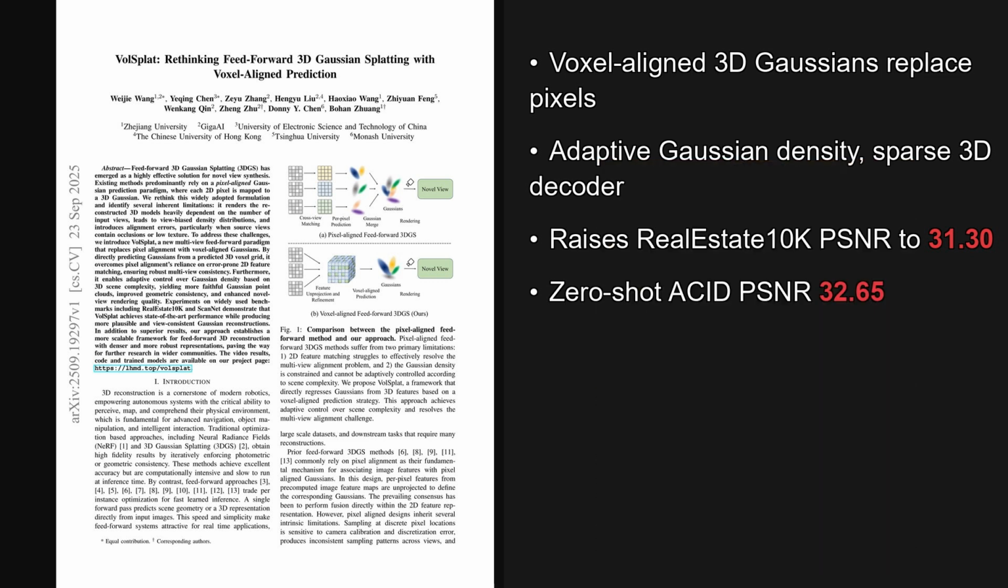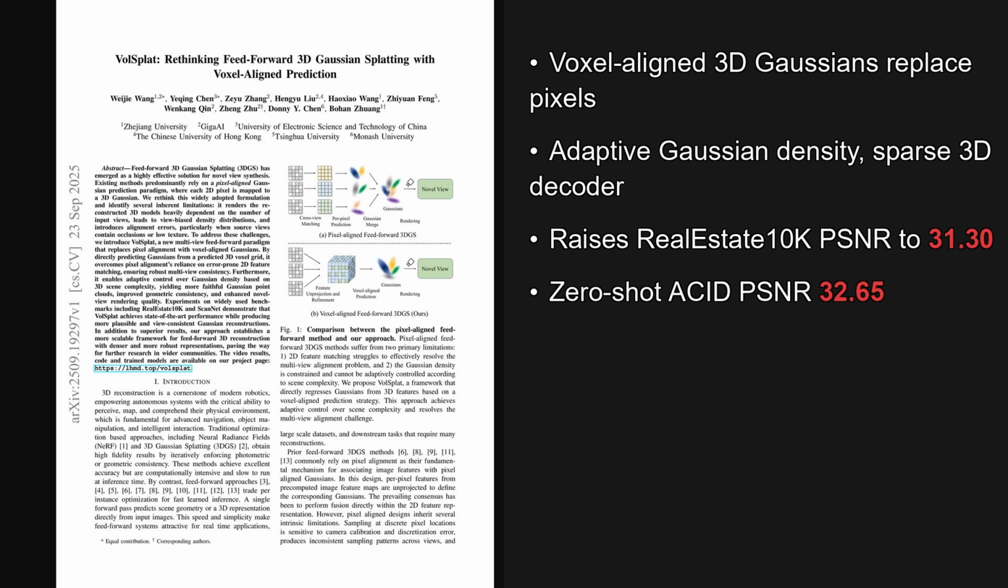I'm Alex. Today we're looking at a paper from the Hugging Face trending list, published on September 23, 2025, just yesterday. The big move is switching from pixel-aligned to voxel-aligned Gaussians, and it delivers state-of-the-art results. For example, PSNR 31.30, SSIM 0.941, and LPIPS 0.075 on Real Estate 10K.